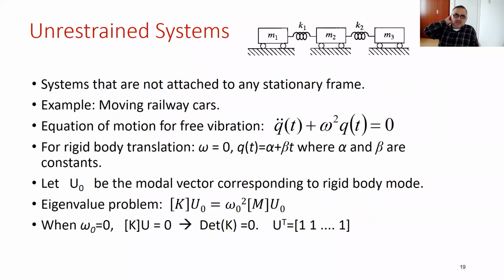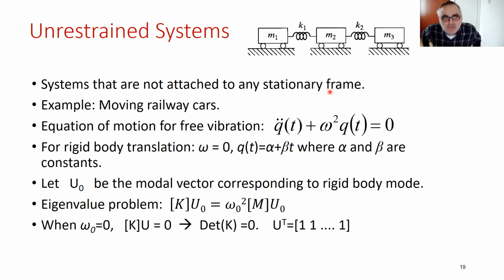Now we will talk a little bit about the unrestrained systems. Remember that we called them the semi-definite systems before, in the context of 2 degree of freedom systems. It's the same thing. These systems are not attached to a stationary frame. They are not connected to a wall. So those systems have a rigid body mode. For example, if you have moving railway cars connected with springs to each other, such a system is unrestrained, and it definitely will have a rigid body mode.